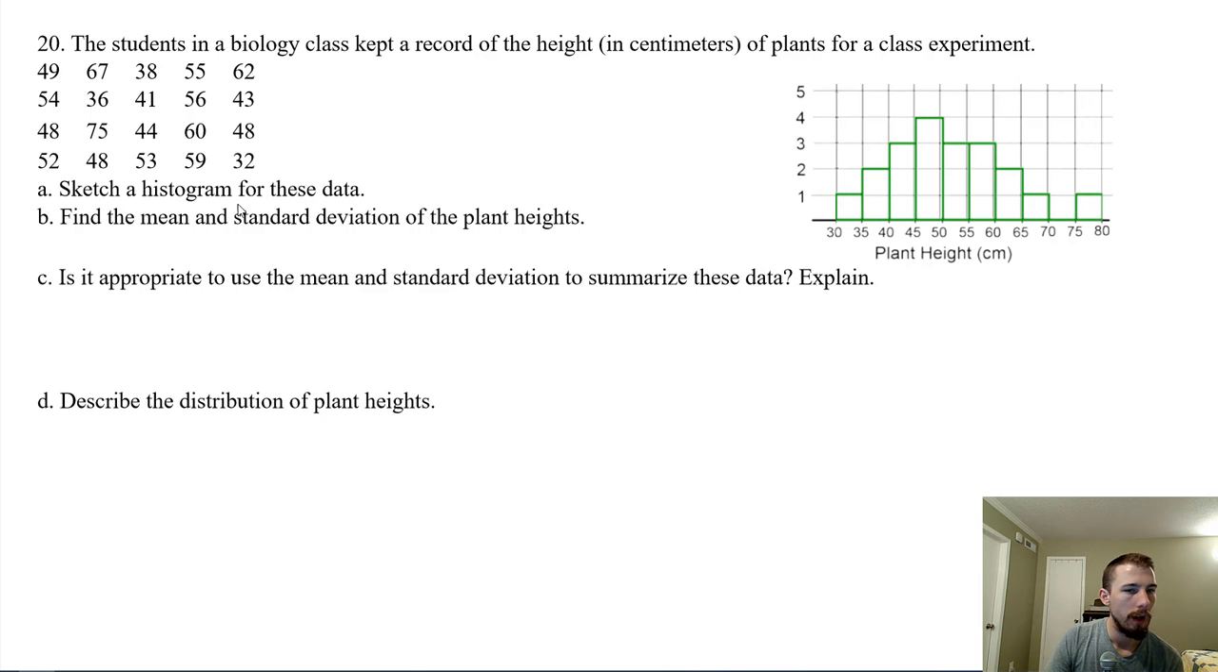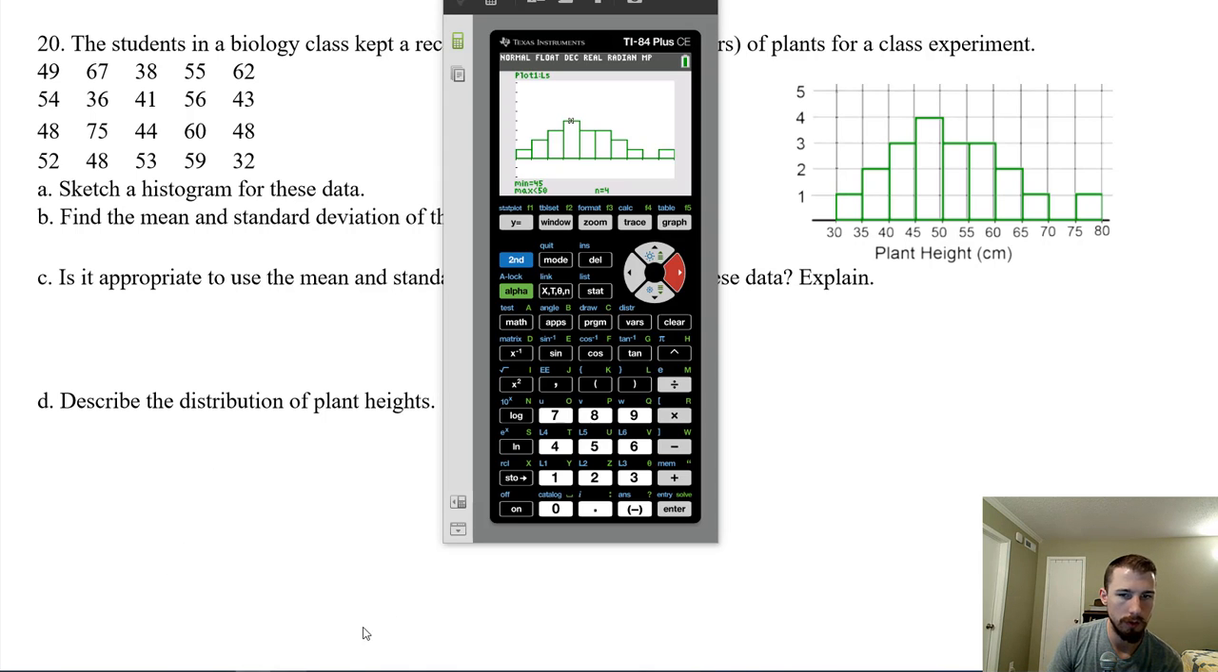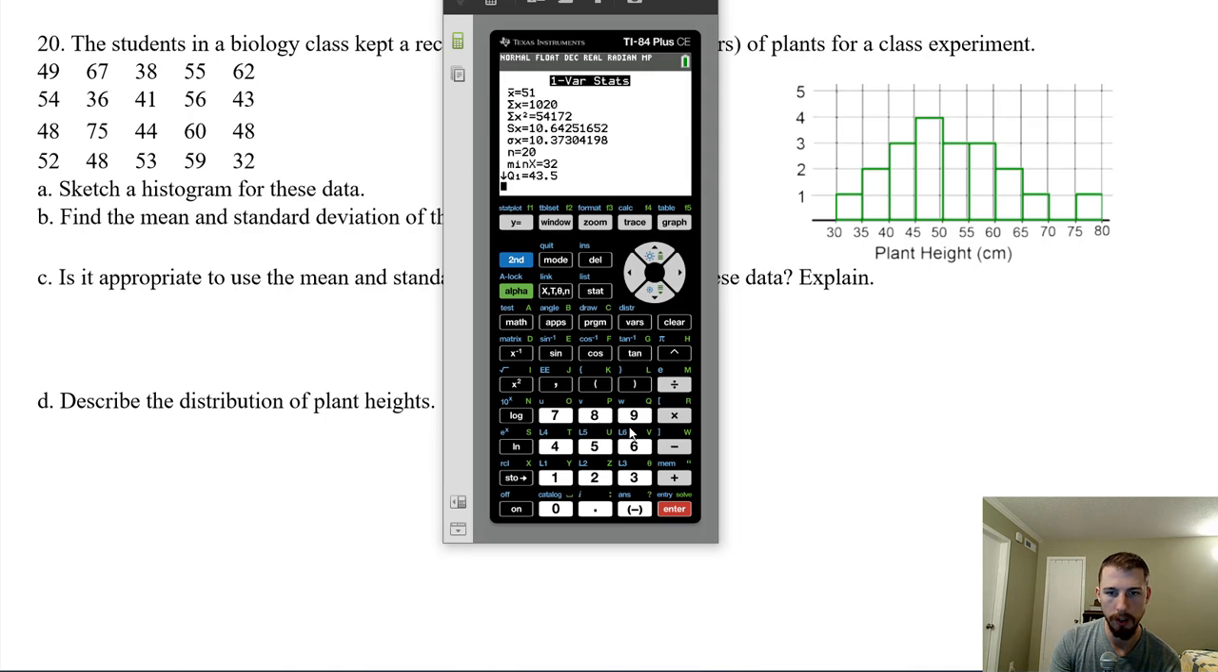Okay, sketch a histogram, so do that. Find the mean and standard deviation. So for mean and standard deviation, we go to stat, arrow over to calculate, one variable stats, and then we're going to do second 5 for the list 5, if that's the list you put it in, and then hit calculate.